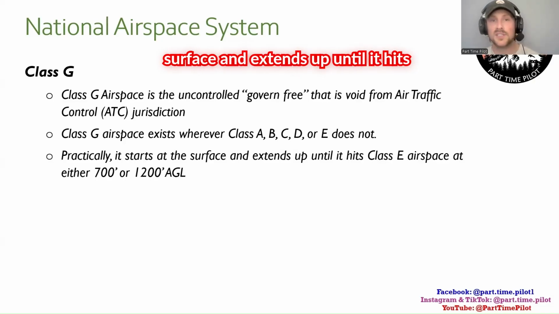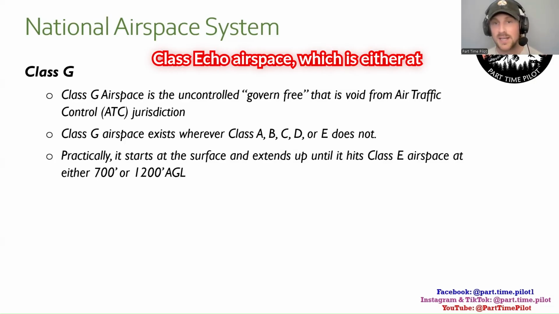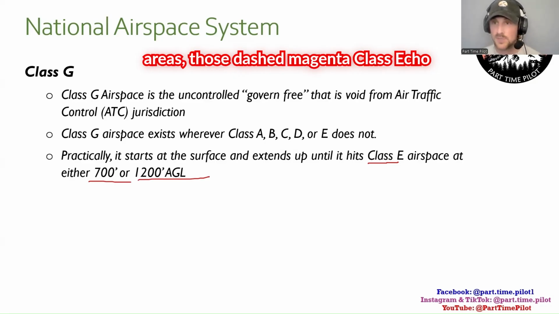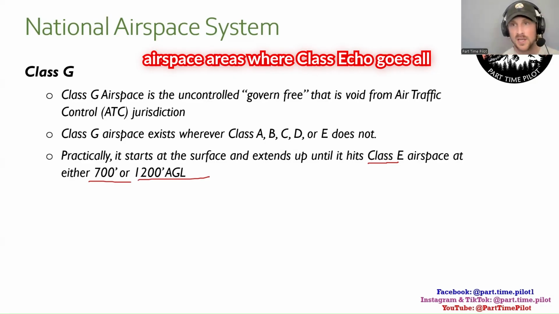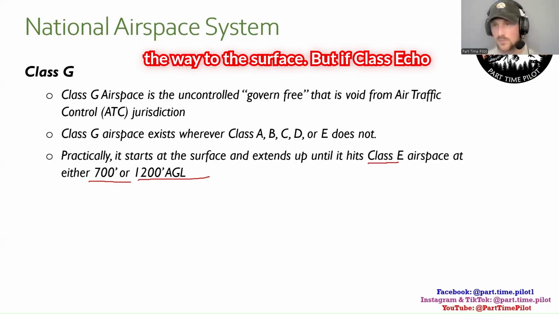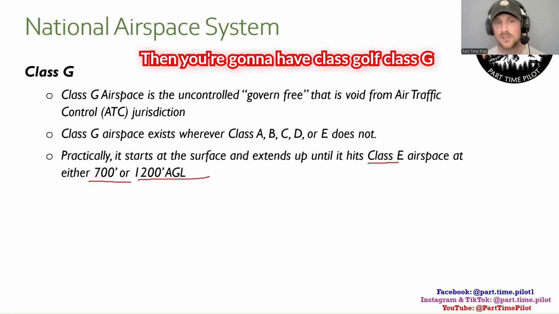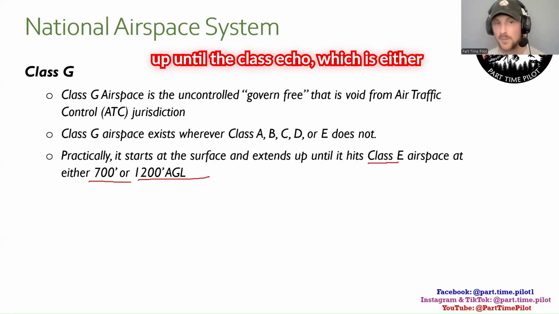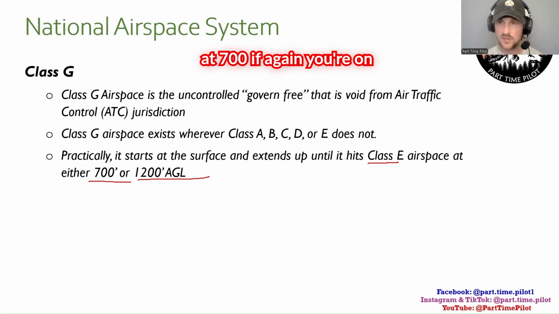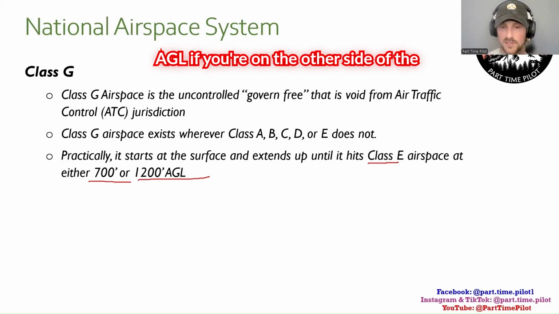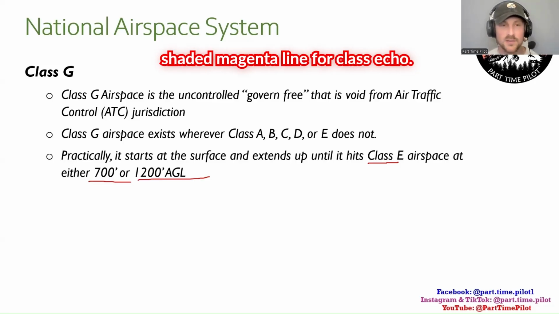Practically, it starts at the surface and extends up until it hits Class Echo airspace, which is either at 700 feet or 1200 feet, unless it's those dashed magenta Class Echo airspace areas where Class Echo goes all the way to the surface. But if Class Echo doesn't go all the way to the surface, then you're going to have Class G up until the Class Echo, which is either at 700 if you're on one side of the shaded line, and then 1200 AGL if you're on the other side of the shaded magenta line for Class Echo.